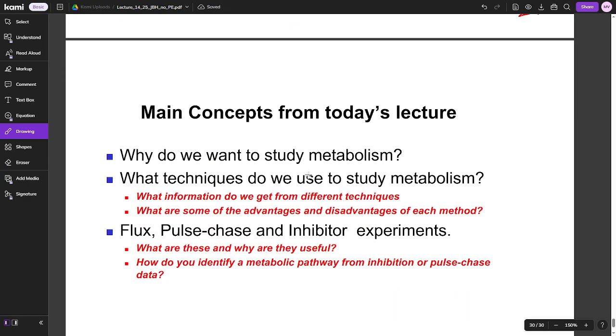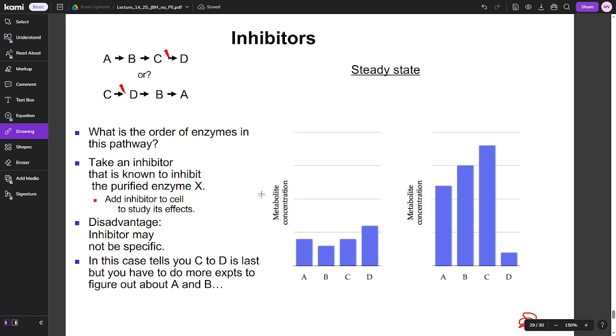I believe this is actually one of the last slides. Okay. So inhibitor analysis. This is also something that you should be able to analyze and understand. So basically, right, we've got these metabolite concentrations, and you've got these enzymes, and you have an inhibitor. But you don't know what the order is of these. You don't know if A goes to B, goes to C, goes to D, or if maybe it goes from D to B to C to A or whatever, right? You have no idea what the order is.